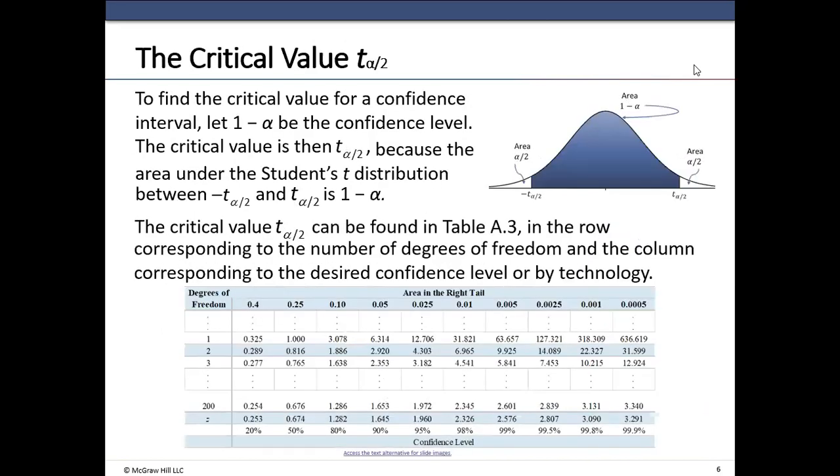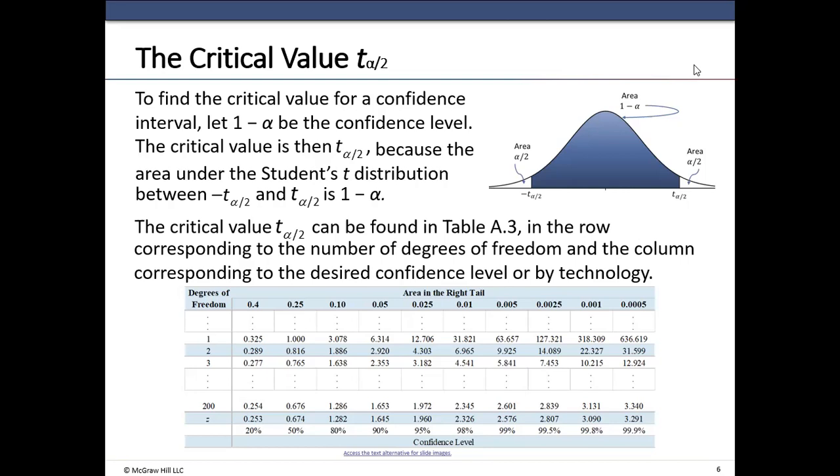To find a critical value for a confidence interval, let 1 minus alpha be the confidence level. The critical value is then T alpha by 2 because the area under the student's T distribution between minus T alpha by 2 and T alpha by 2, that is the solid area, is 1 minus alpha, equal to the confidence level. The critical values of T we do not use a table, I will suggest to use the calculator. So let's do, say, degrees of freedom 3. That means sample size of 4. And let's assume the area in the right tail is 0.025.